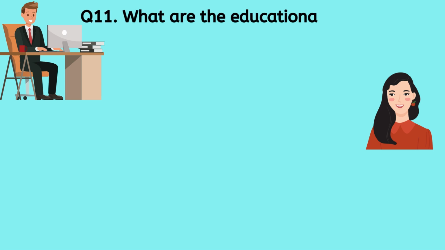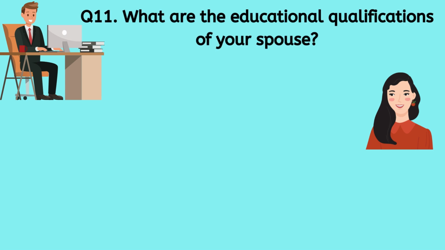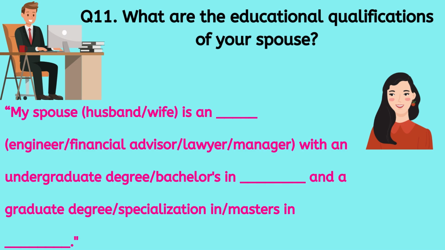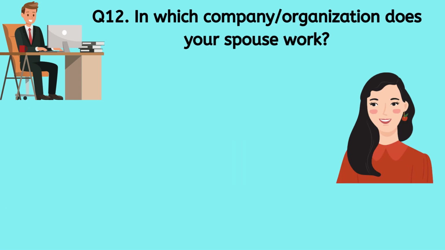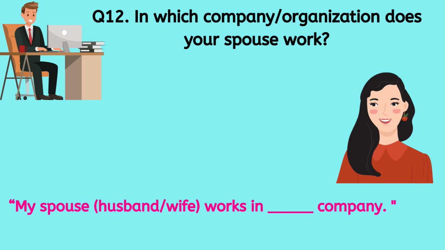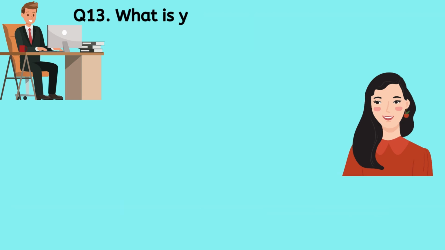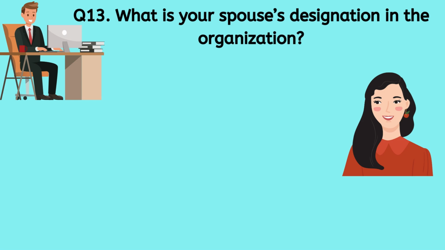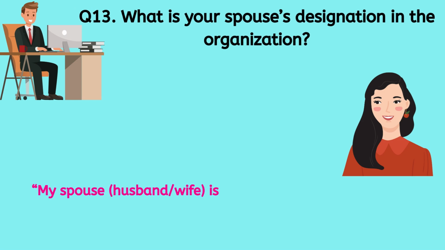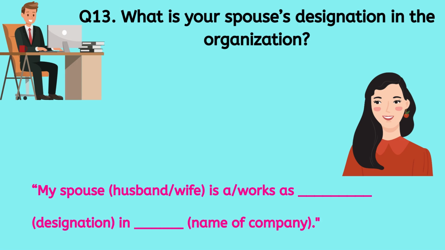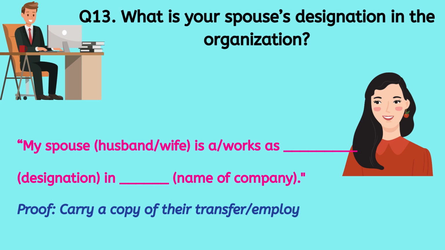Then they might be interested in knowing the educational qualifications of your spouse. Now here you could mention whatever are your spouse's educational qualifications. They might also be interested in knowing in which company or organization your spouse works. You must know the name of the company with full clarity, that my husband or wife works in this company. Then, what is your spouse's designation in their organization?